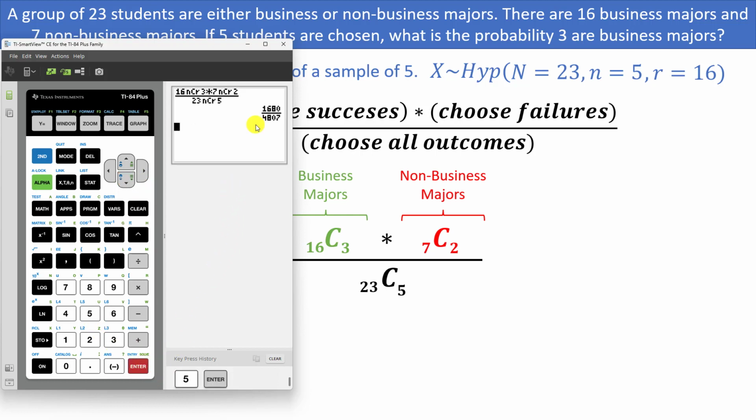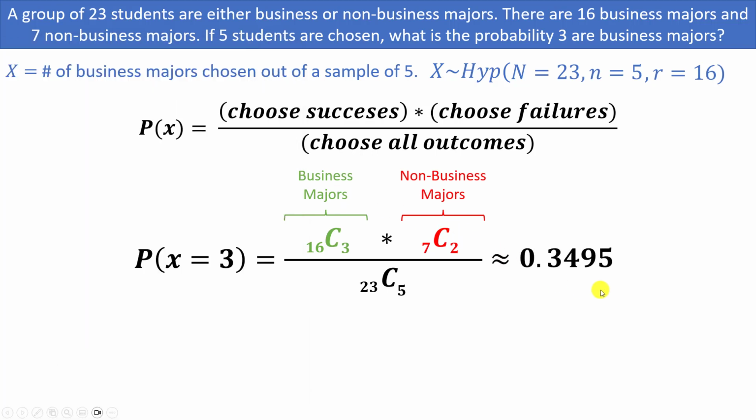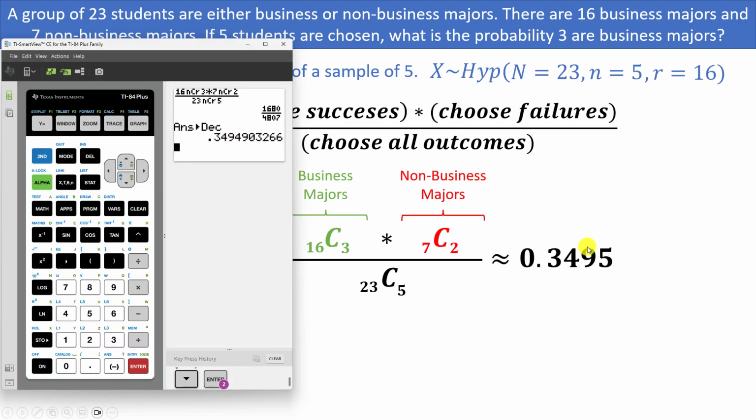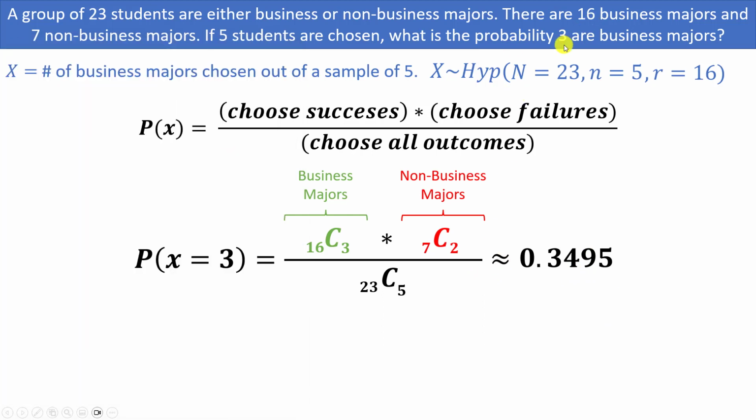My calculator actually right now is set to give me fractions, so I can get out of that by going to math and going down to decimal, and this will give me the decimal form, which ends up being about 0.3494 or 0.3495 rounded to 4 decimals. So there's about a 34.95% chance that we choose 3 business majors.